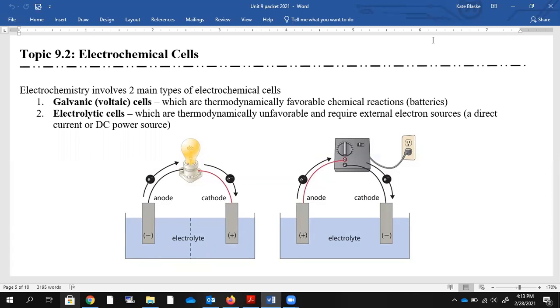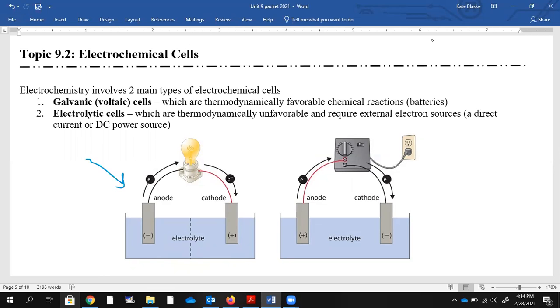There are galvanic cells, which you see here on the left. These are thermodynamically favored chemical reactions. It happens on its own as soon as you plug everything together.